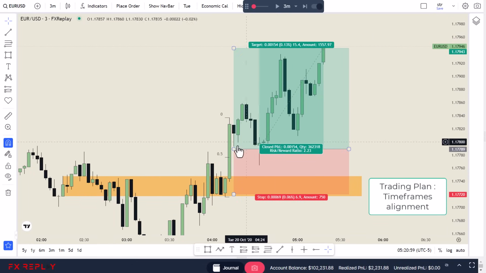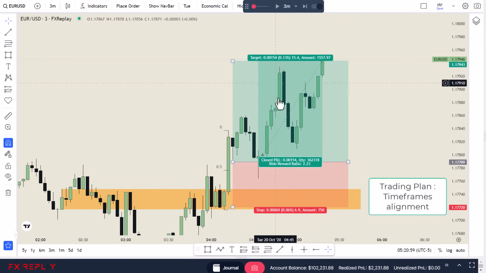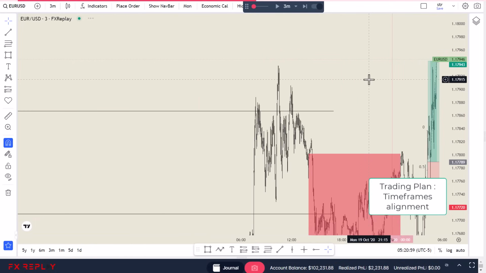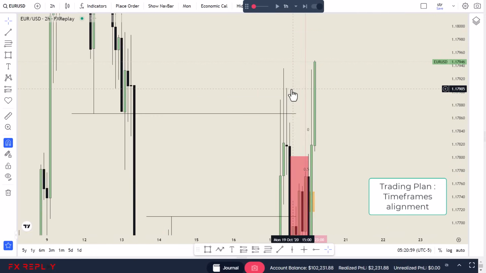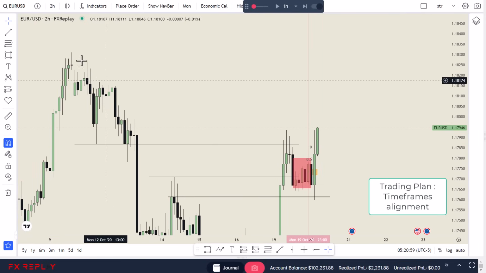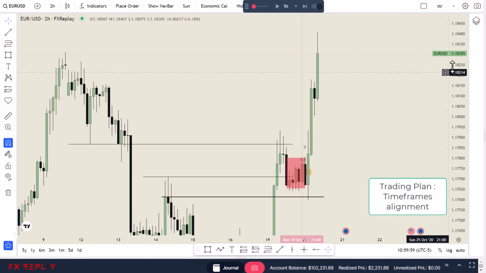And we took our entry just above the 50%. You can take it from the OTE, but I don't like to risk missing beautiful setups like this. And then price immediately went to our objective. Now let's go to the hourly time frame and see if price would reach these highs right here. All right, so we did.